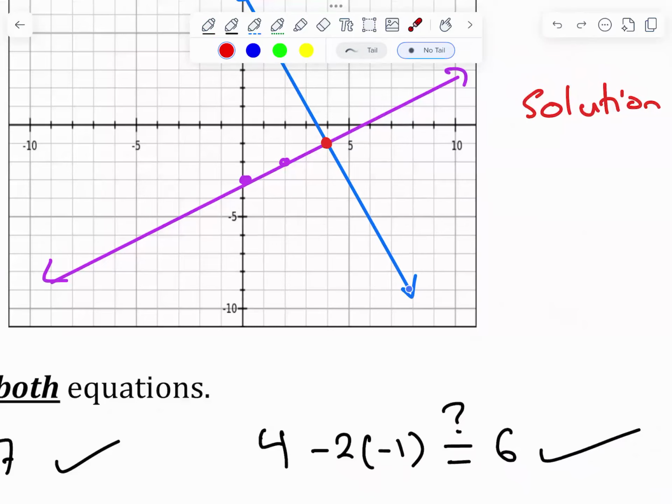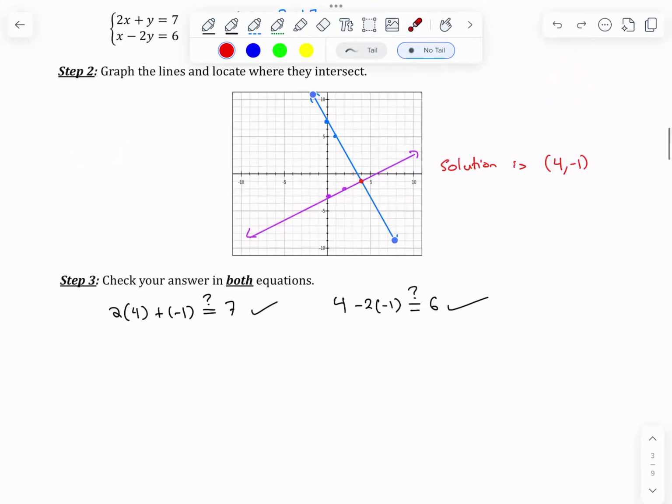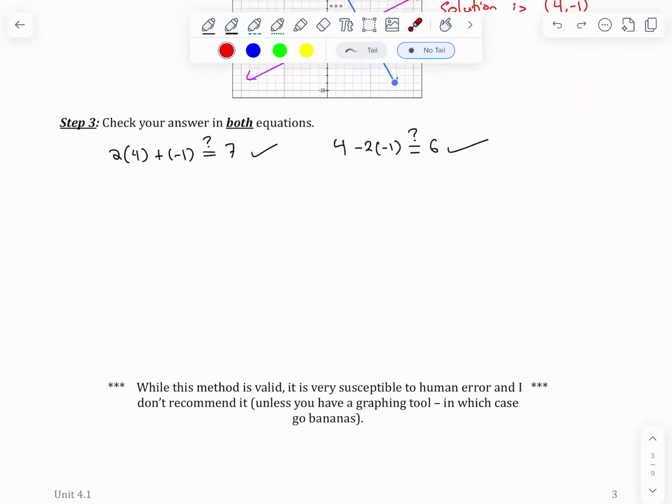However, if you have a graphing tool like Desmos or a graphing calculator, go bananas, because that can graph it perfectly. And that'll do it for this video.